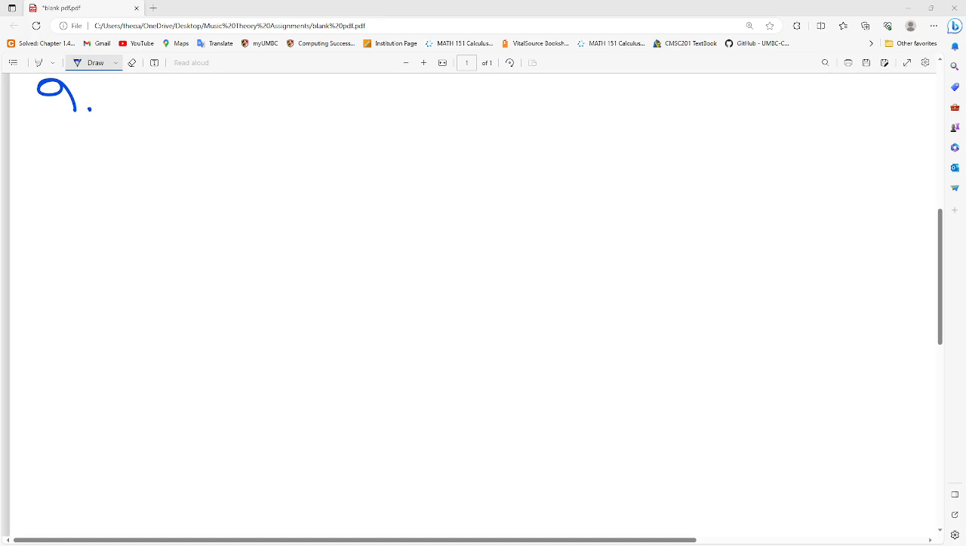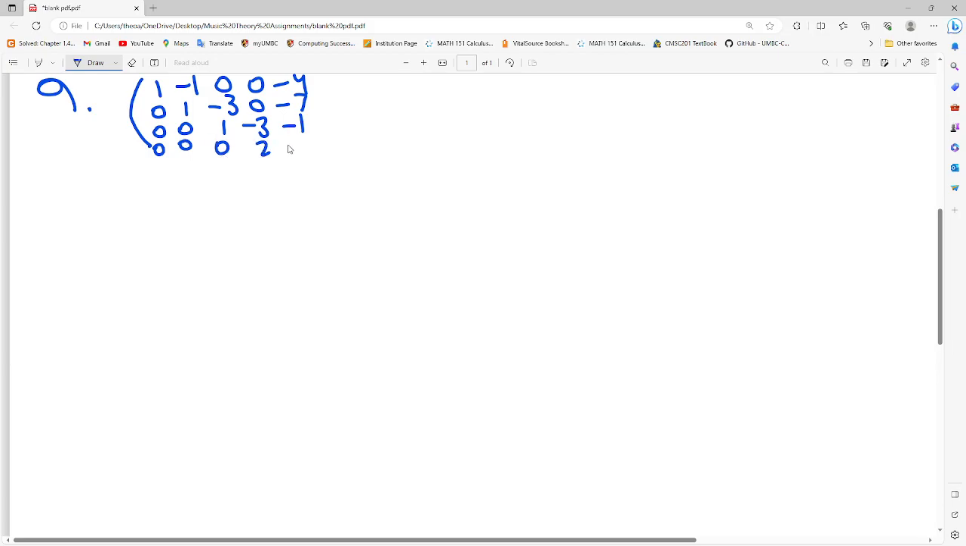states the following. Your matrix is going to be a little bit bigger this time. 1, negative 1, 0, 0, negative 4, 0, 1, negative 3, 0, negative 7, 0, 0, 1, negative 3, negative 1, 0, 0, 0, 2, 4.